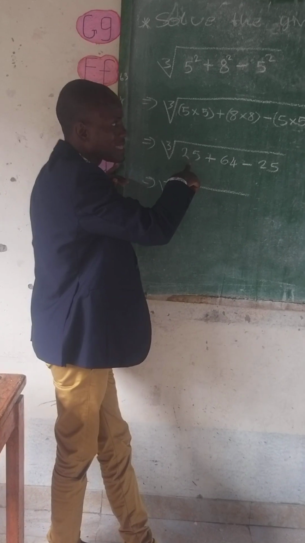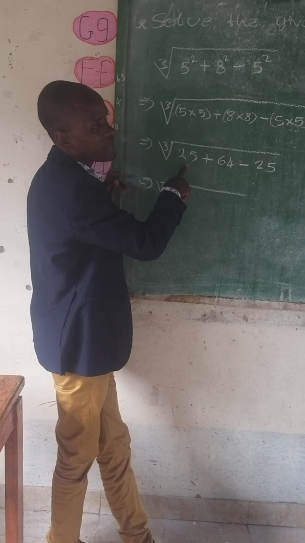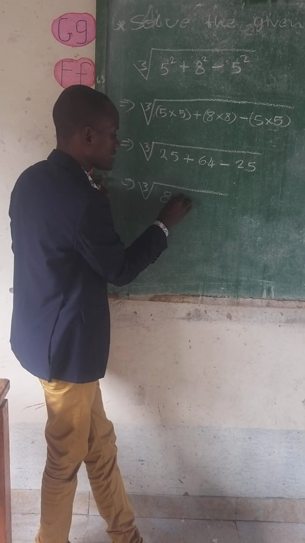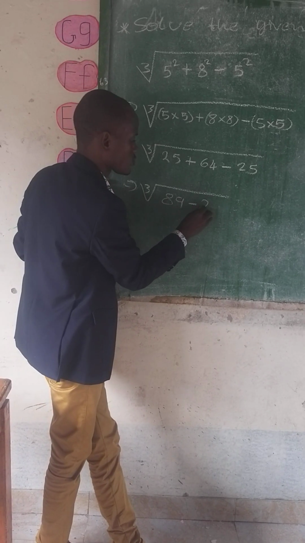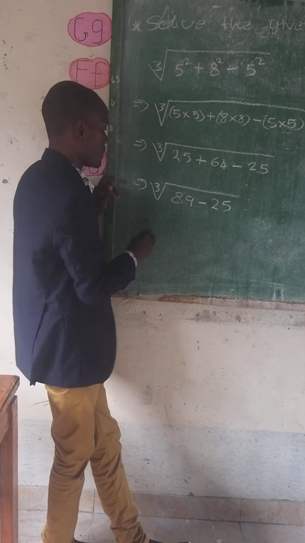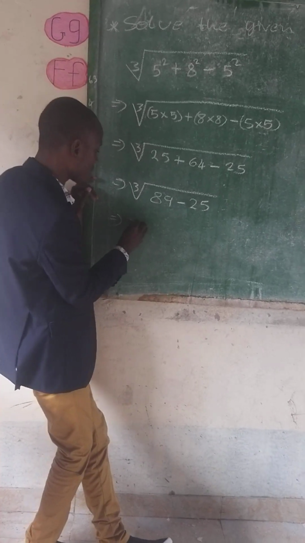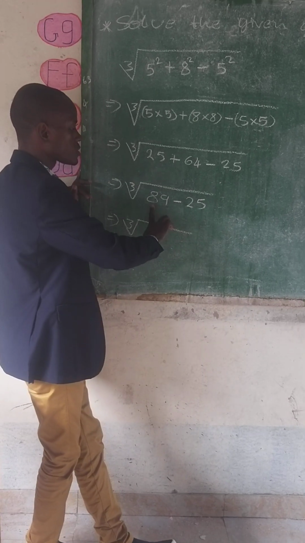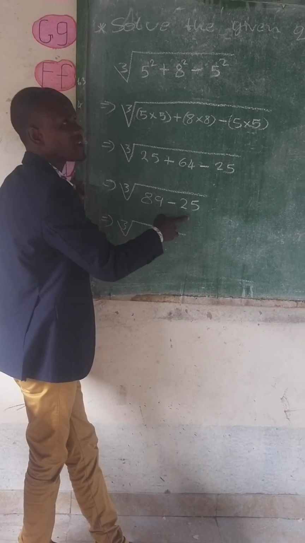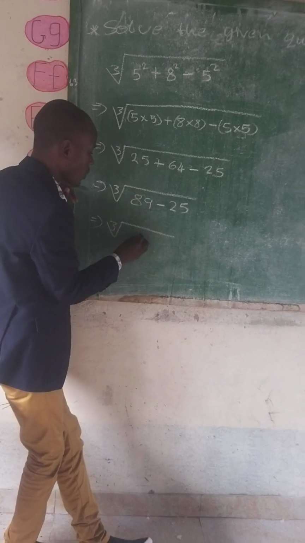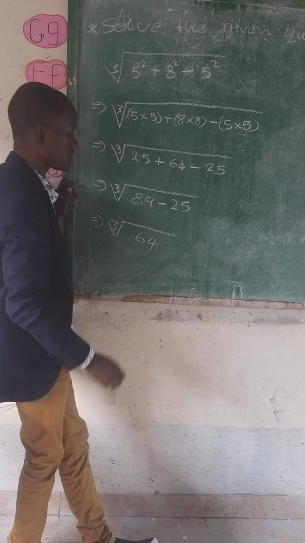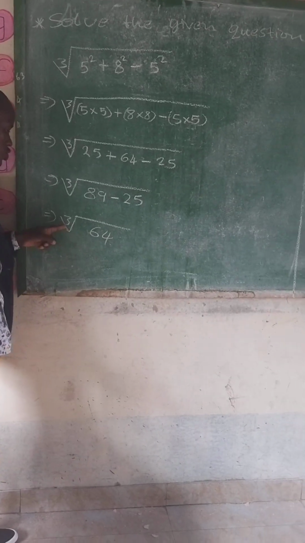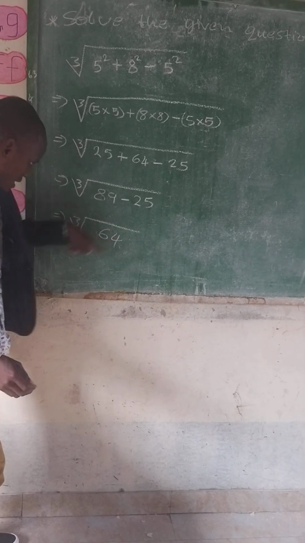So when you add 25 plus 64, you are going to get what? 89 minus 25. Okay, so now the next step, again, you write the third root of whatsoever you get from here. When you subtract 25 from 89, what you remain with is 64. So now, here our question has not ended. We are still asked to evaluate, to solve this question.